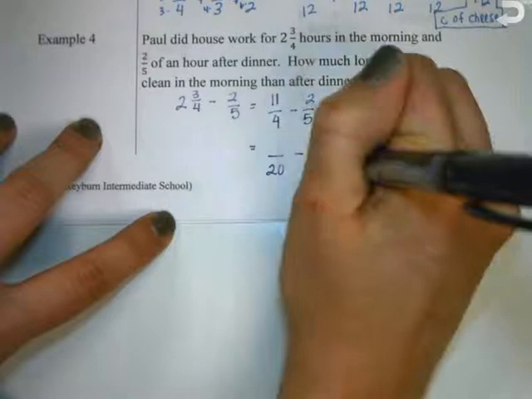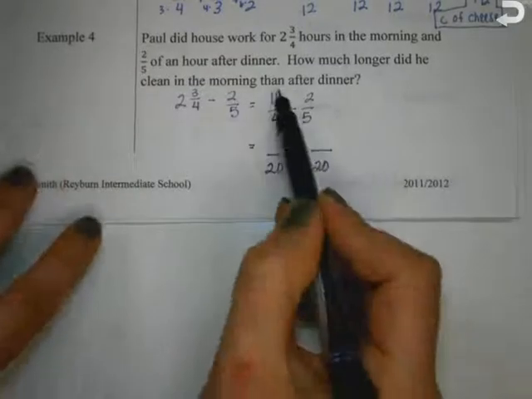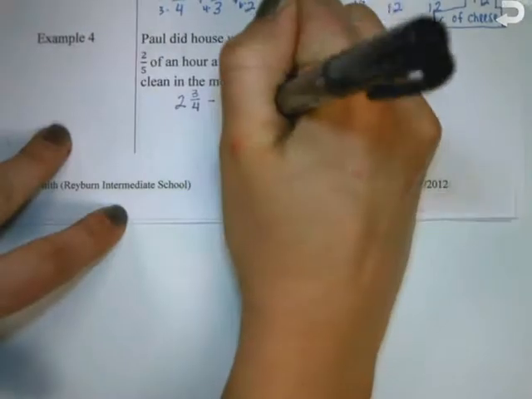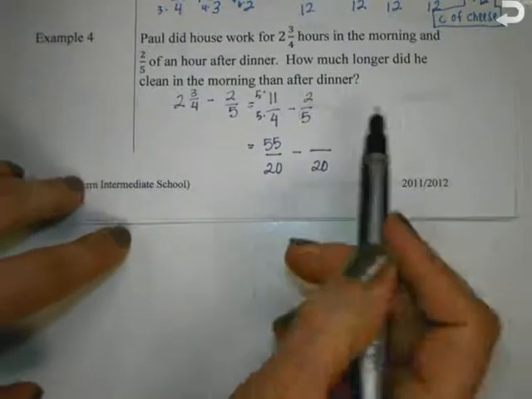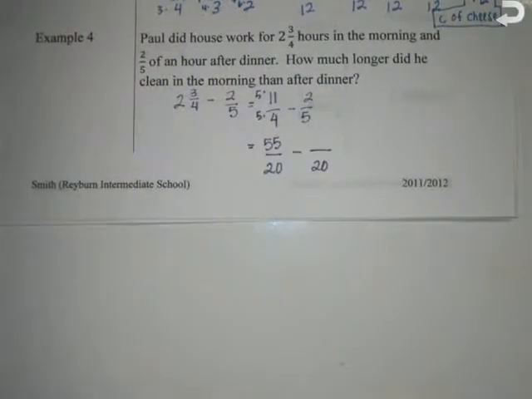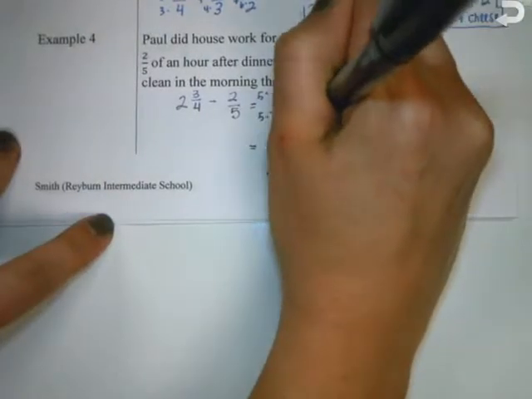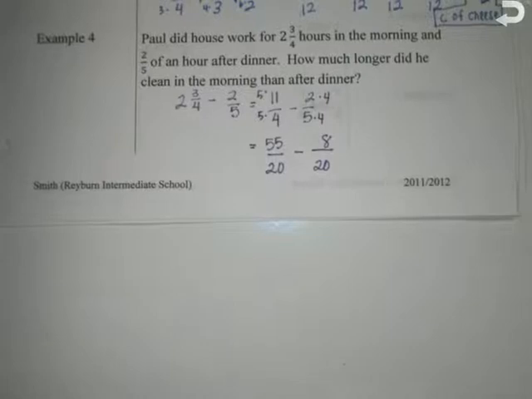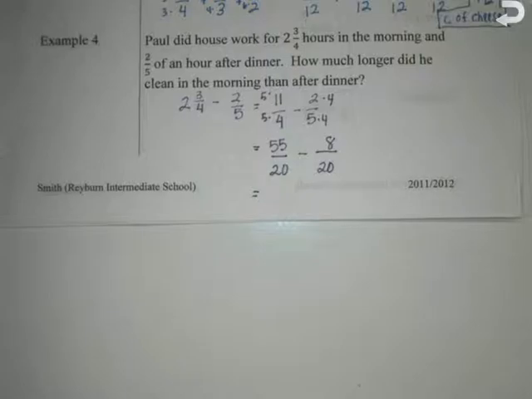What do I multiply 11/4 by to get 20? 5. So we multiply top and bottom by 5. That gives me 55/20. What about 2/5? How do I get a denominator of 20 there, Trustin? Multiply by 4. So times 4. That gives me 8/20. So far, so good? Yeah. Okay, now what do I do, Maria? Subtract 55 and 8. What did you get? 47. Is that what everybody else got? Yeah. Okay.